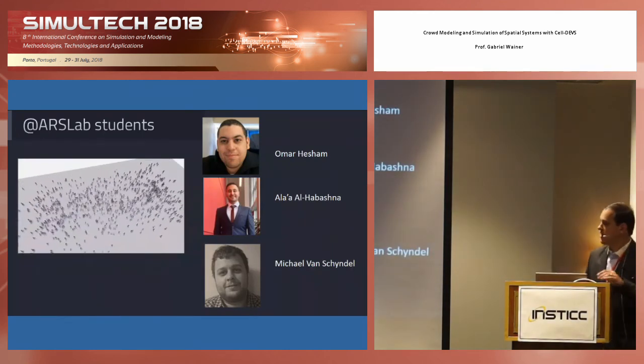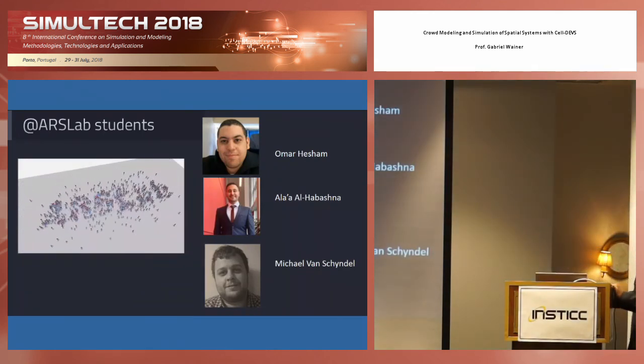So I want to thank the 3 students that participated in the project, that did this nice logo for the lab. Omar is the expert on this version of the crowd models. Michael worked in the Bental Kennedy project, and he came up with the first versions of the algorithm. Ala did an extended version of Michael's model before we got into this.